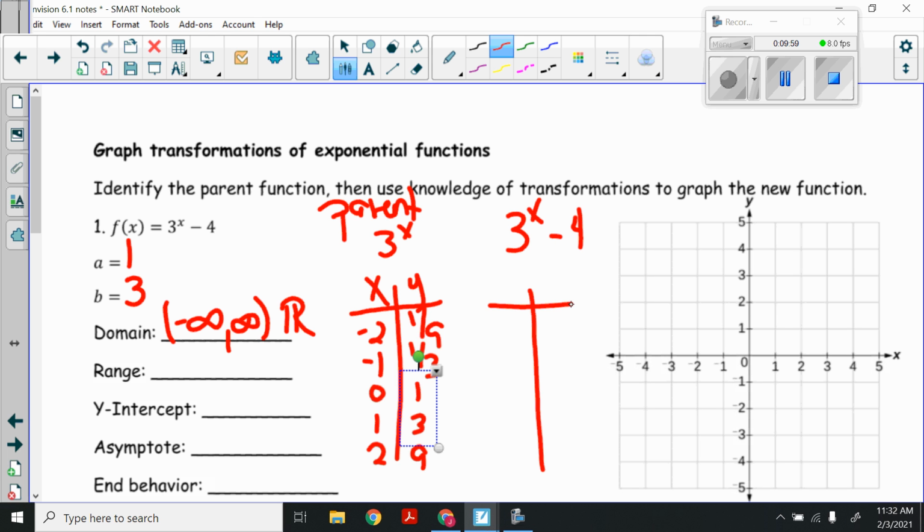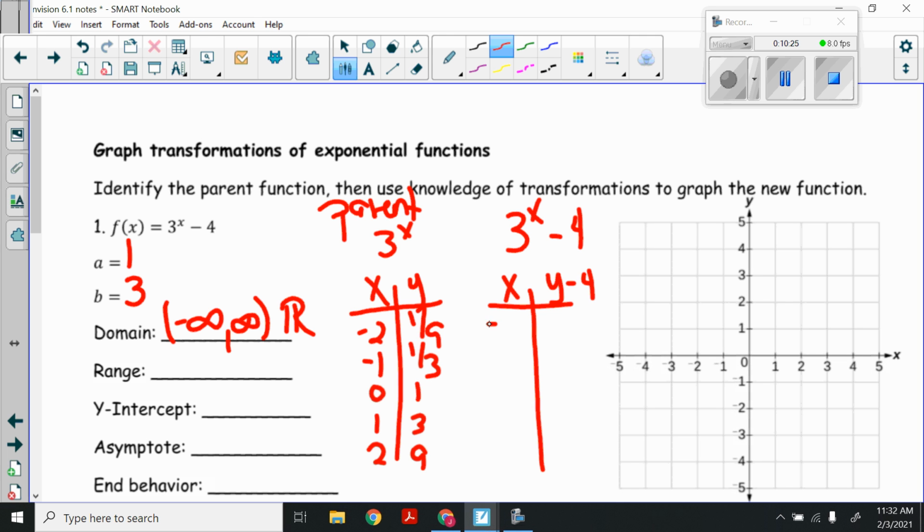Same type of transformations, okay? I don't have anything being added or subtracted with the x, so it's not going to have any kind of horizontal movement. It's not going to move left or right. I have minus 4 out here at the end, so that means that my whole graph is shifting down 4. So again, I would just do y minus 4. I don't have an a out front, so I don't have to worry about anything being multiplied.